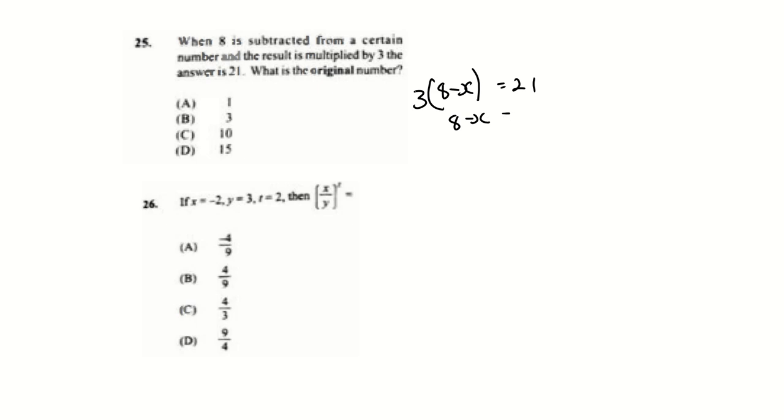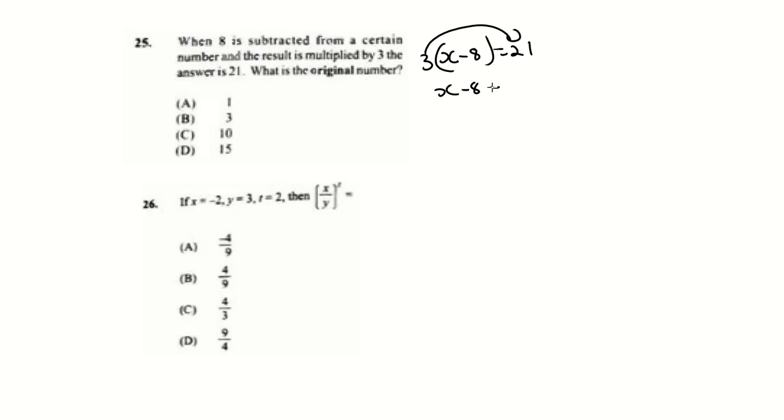Hold on, that is wrong, what I just now wrote. They said that 8 is subtracted from a certain number. So x minus 8 multiplied by 3 is equal to 21. You carry this across, you have x minus 8 is equal to 21 divided by 3, which is 6. No, it's 7, sorry. You carry this across, you get x is equal to 7 plus 8, which is equal to 15. So the answer is D.